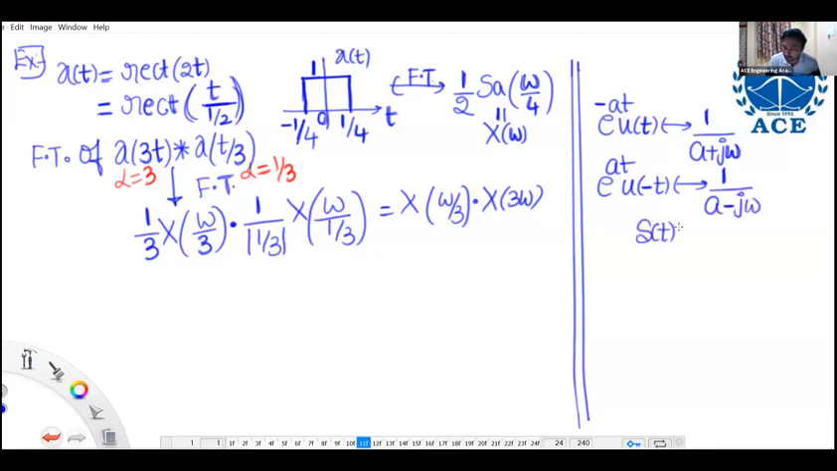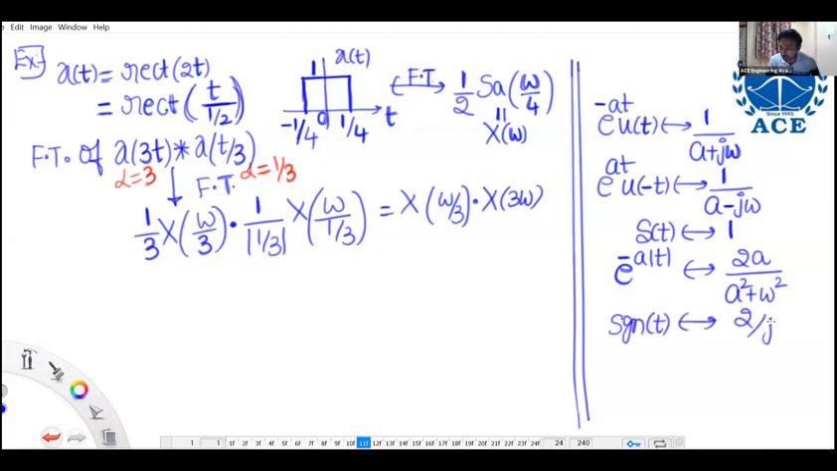Impulse gives constant. Two-sided exponential e power minus a mod t gives 2a by a square plus omega square. Signum Fourier transform, 2 by j omega. Rectangle Fourier transform, A rect t by T. What is the spectrum? A T Sa omega T by 2.